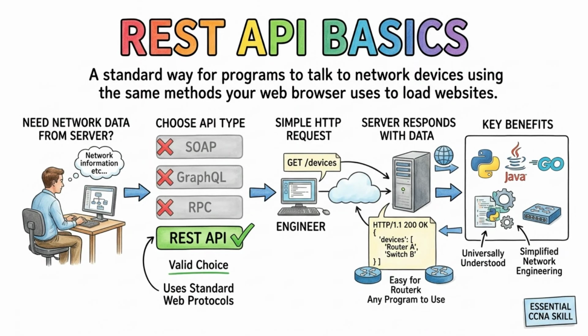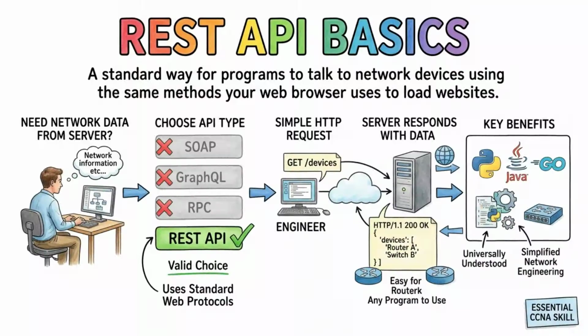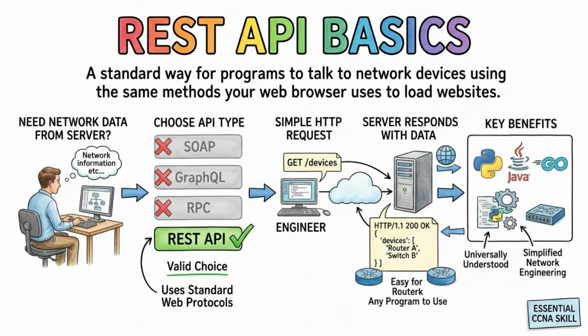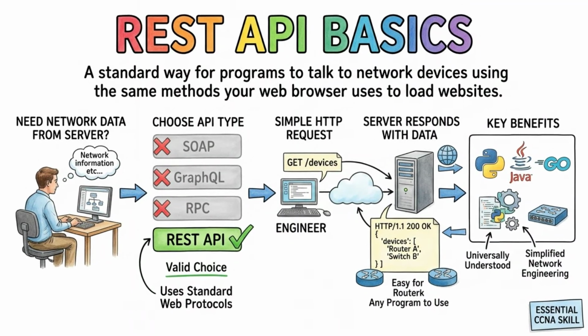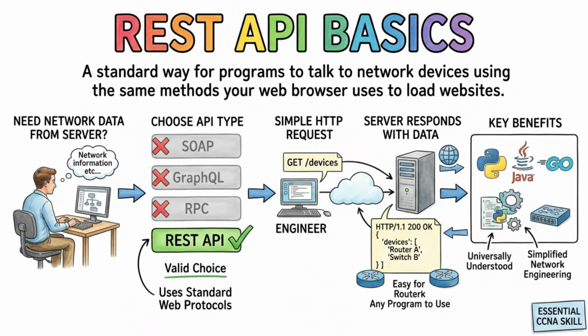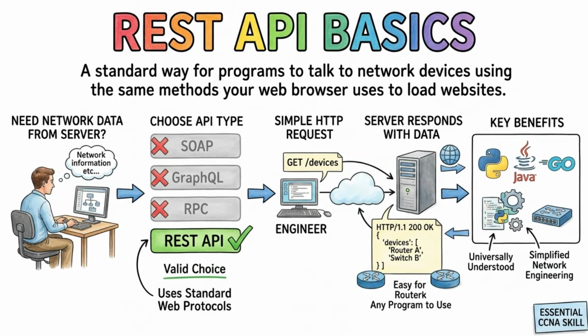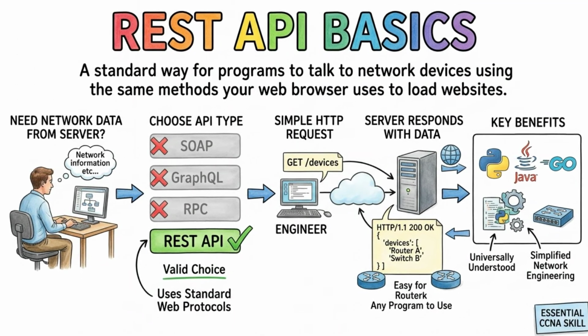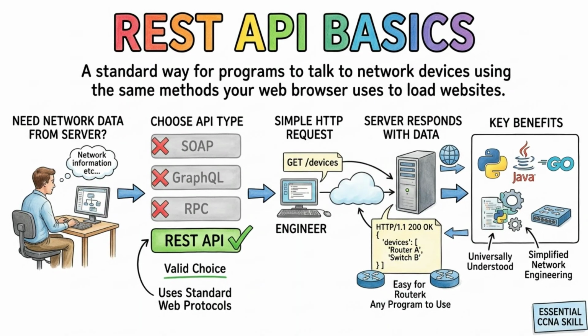When you want to retrieve network information using a REST API, you simply send a standard HTTP message over the internet, and the server safely responds with the requested data. Because they use standard web protocols, REST APIs are universally understood by almost every single programming language, making them incredibly easy for network engineers to work with.